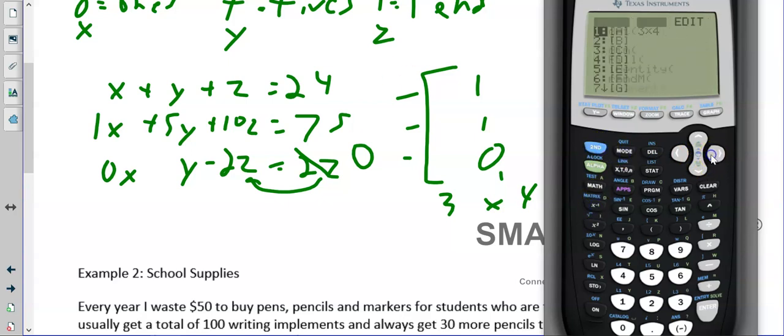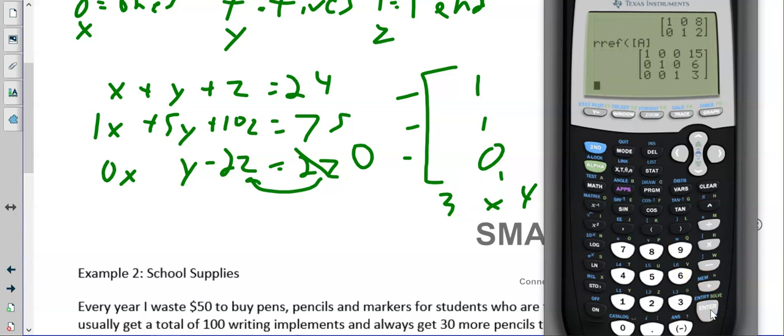Going to go over to math, up or down to B. Enter, and then just tell it to look at A. I don't know why I just did that. Sorry, let's try that again. Second matrix, go up to B. I meant second matrix, sorry. And I'm going to tell it to look in A.